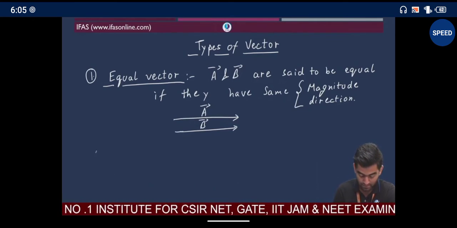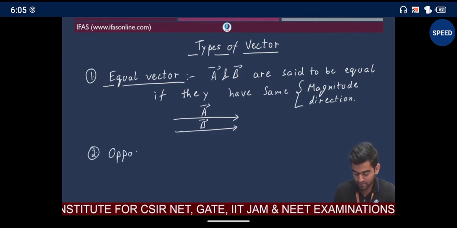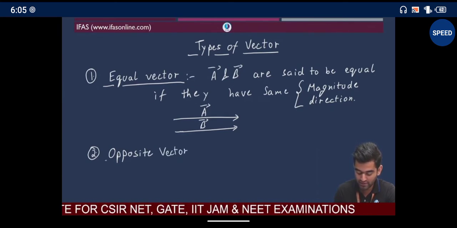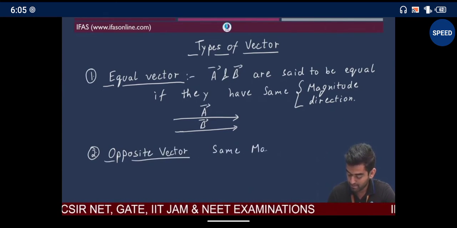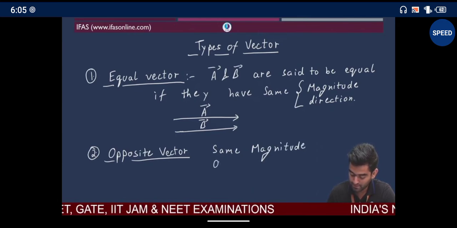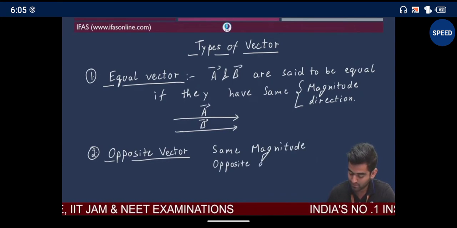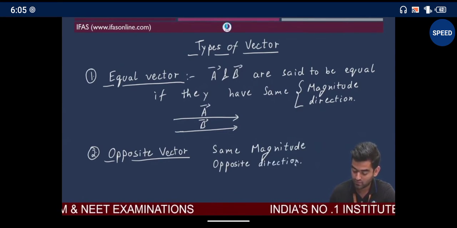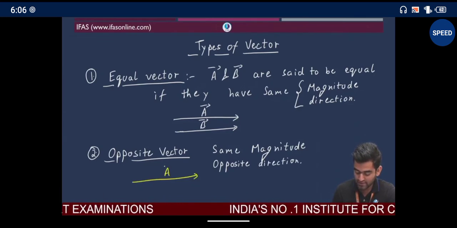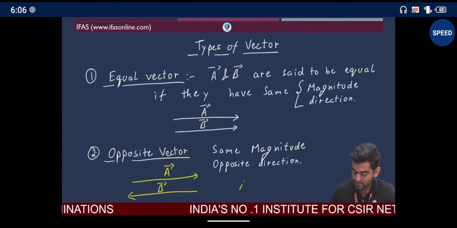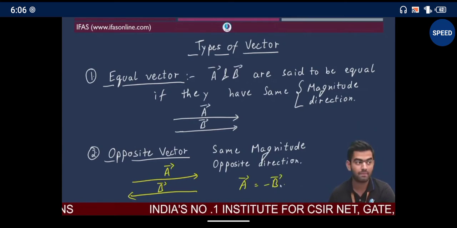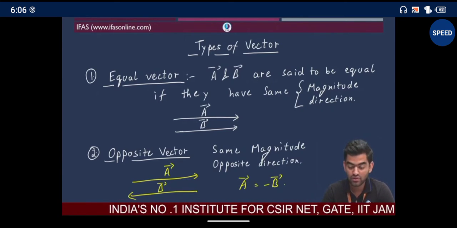Next one is opposite vectors. Opposite vector is nothing else but the reverse of equal vector. They have same magnitude but opposite direction. So A vector is in this direction, B vector is in this direction, and the A vector is simply the minus times of B vector. This is your opposite vector.